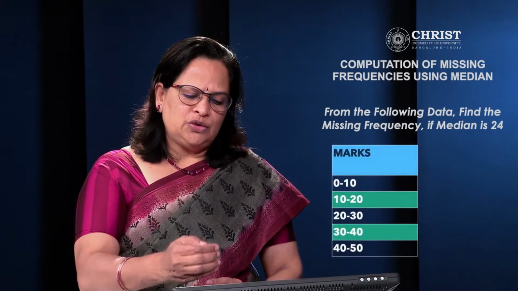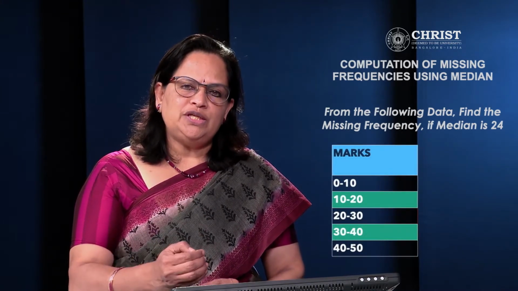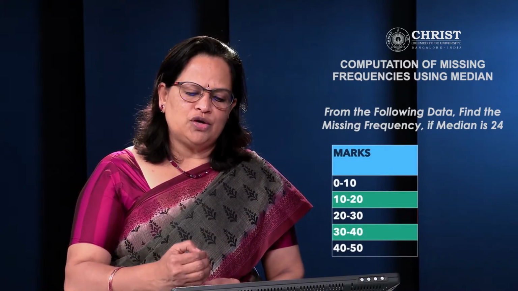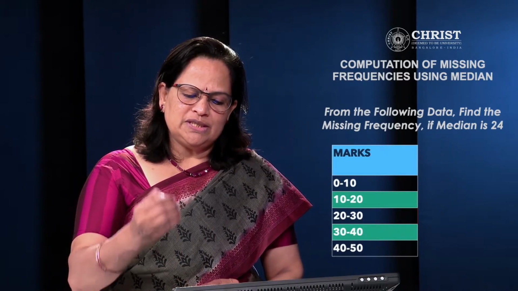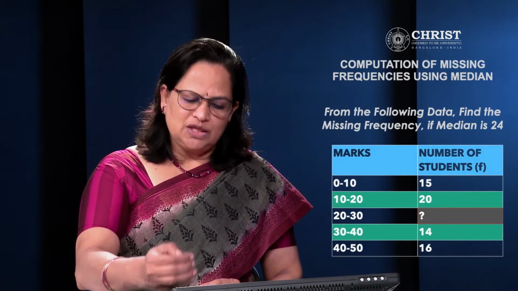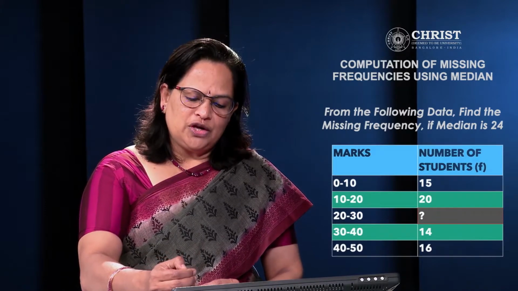From the following data, find the missing frequency if median is 24. So median value is known, but the frequency value is missing. Usually, all the frequency values will be there and we will do the median computation. Here marks are 0 to 10, 10 to 20, 20 to 30, 30 to 40 and 40 to 50. Number of students: 15, 20, the next value is missing, and 14 and 16.